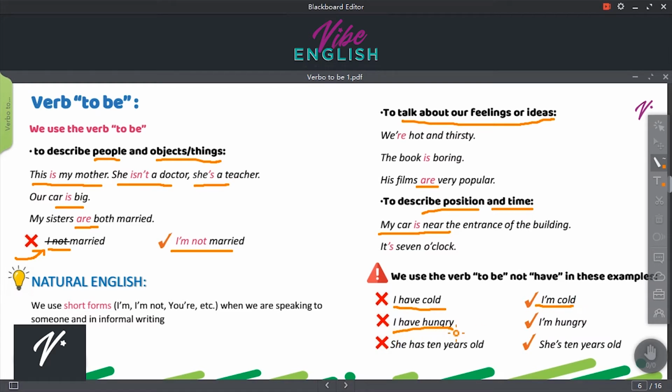I have hungry. Obviously we would say I'm hungry, and she has 10 years old, which would be incorrect. In English we express our age by using the verb to be, she's 10 years old.